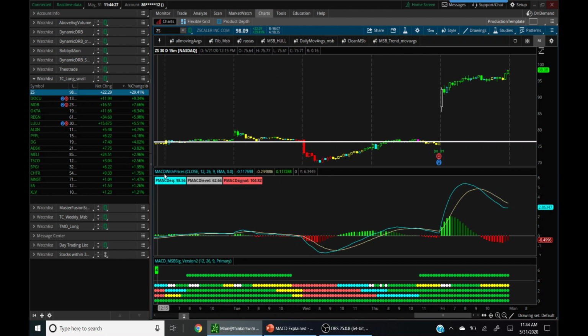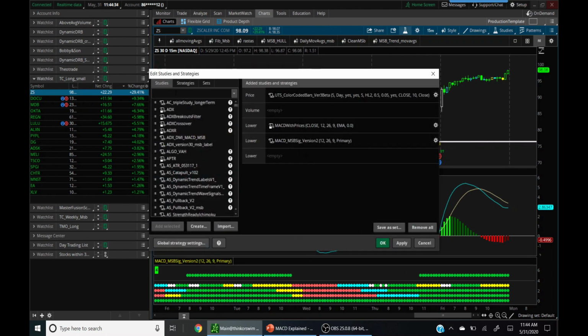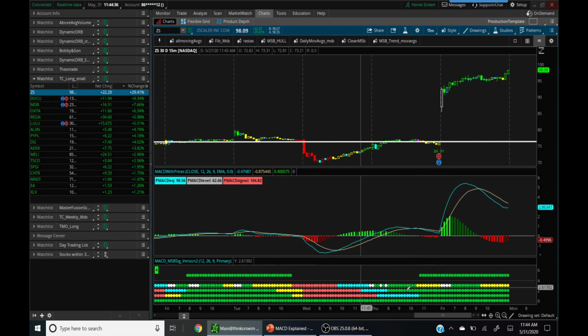So there's an indicator, which is the free version of the indicator. It's called the MACD with prices, that you can install from the study section. And in my case, I also have another indicator, which is the paid version. And I'm going to talk a little bit about how I color code it and how I can look at it very quickly and analyze whether this is really positive or negative.